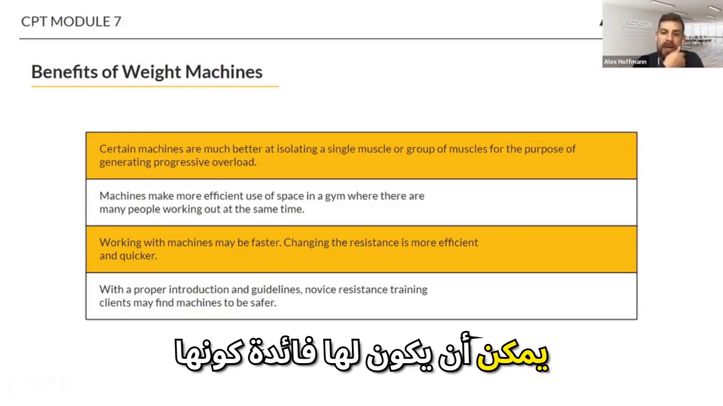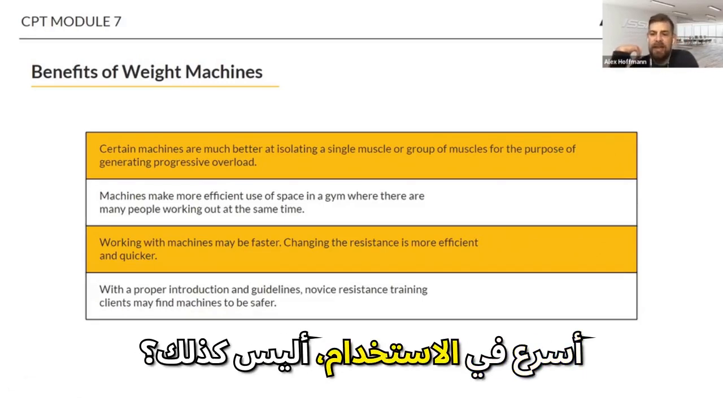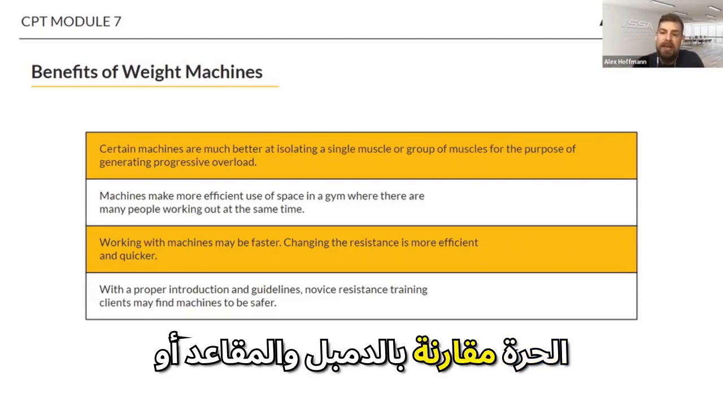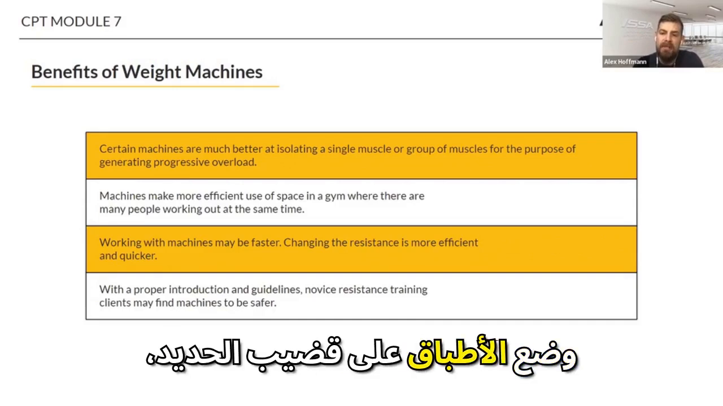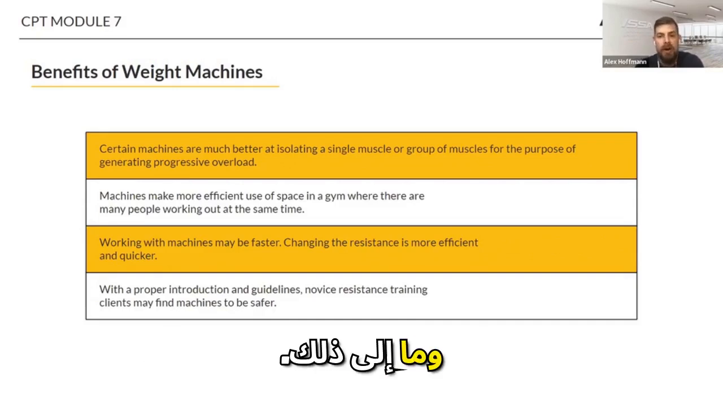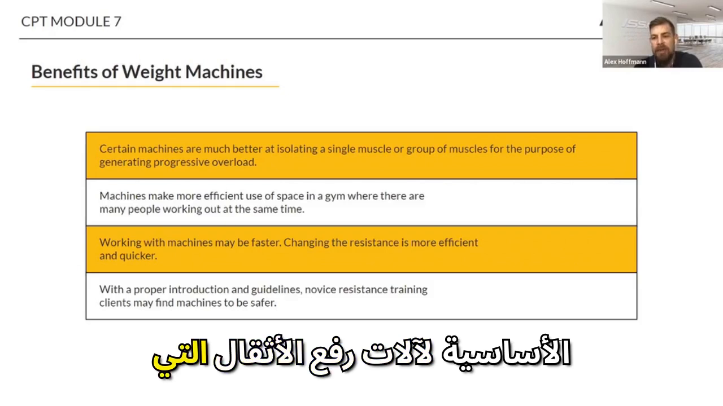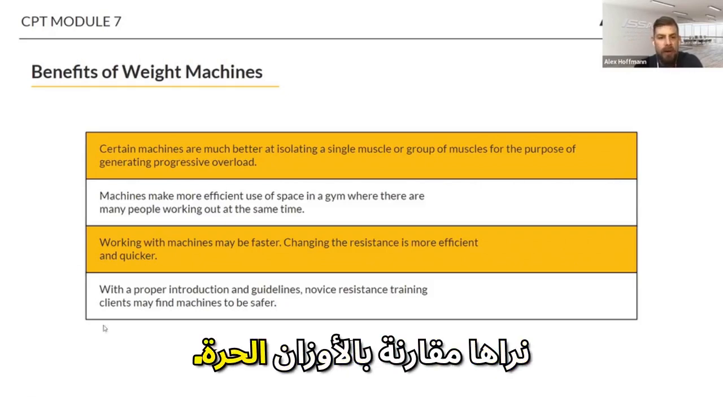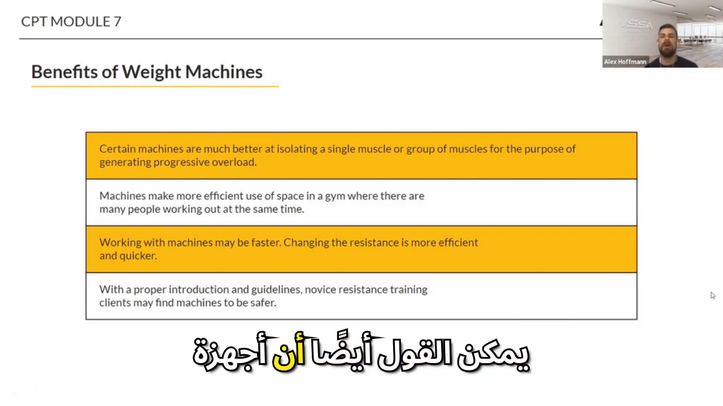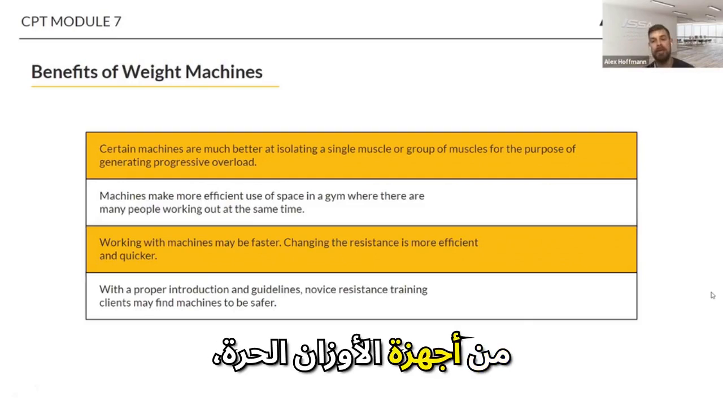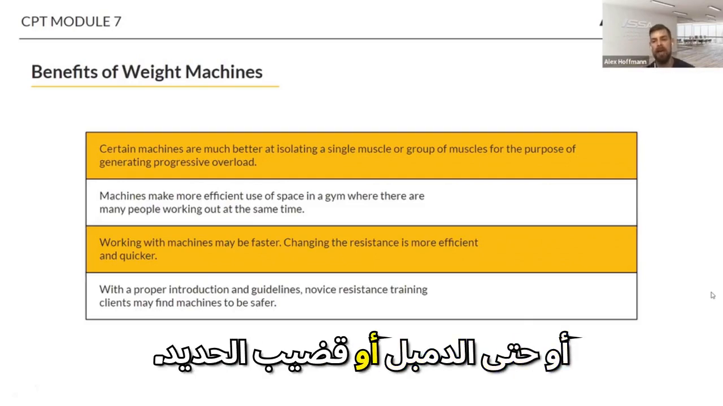Also, when working on machine weights, they can have the benefit of simply being quicker to use, right? There might be less setup than there is with free weights, with certain dumbbells and benches, or putting plates onto a barbell, etc. So those would be some of the primary benefits of weight machines that we would see over free weights. Machine weights also could arguably isolate muscles a little bit better than a dumbbell or barbell could as well.